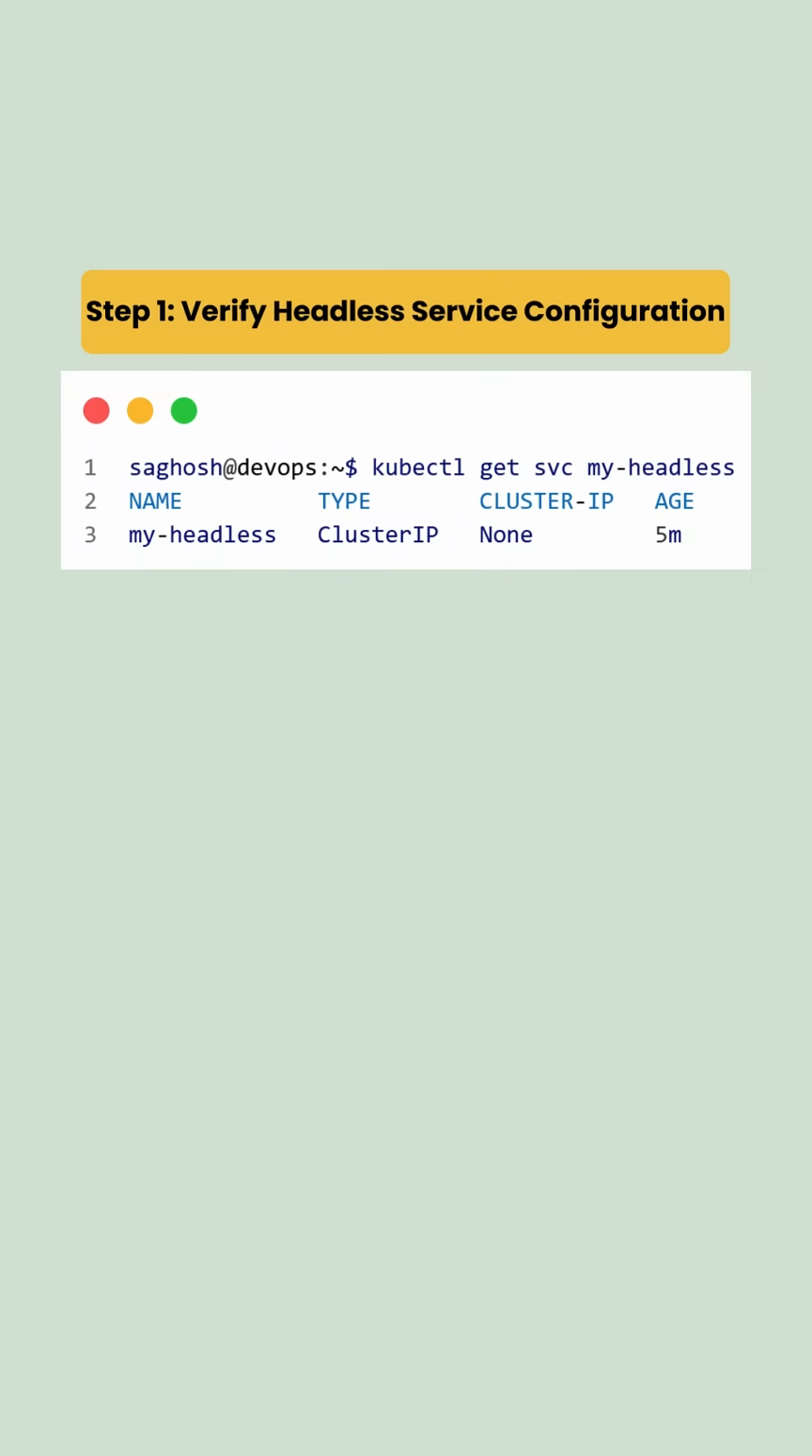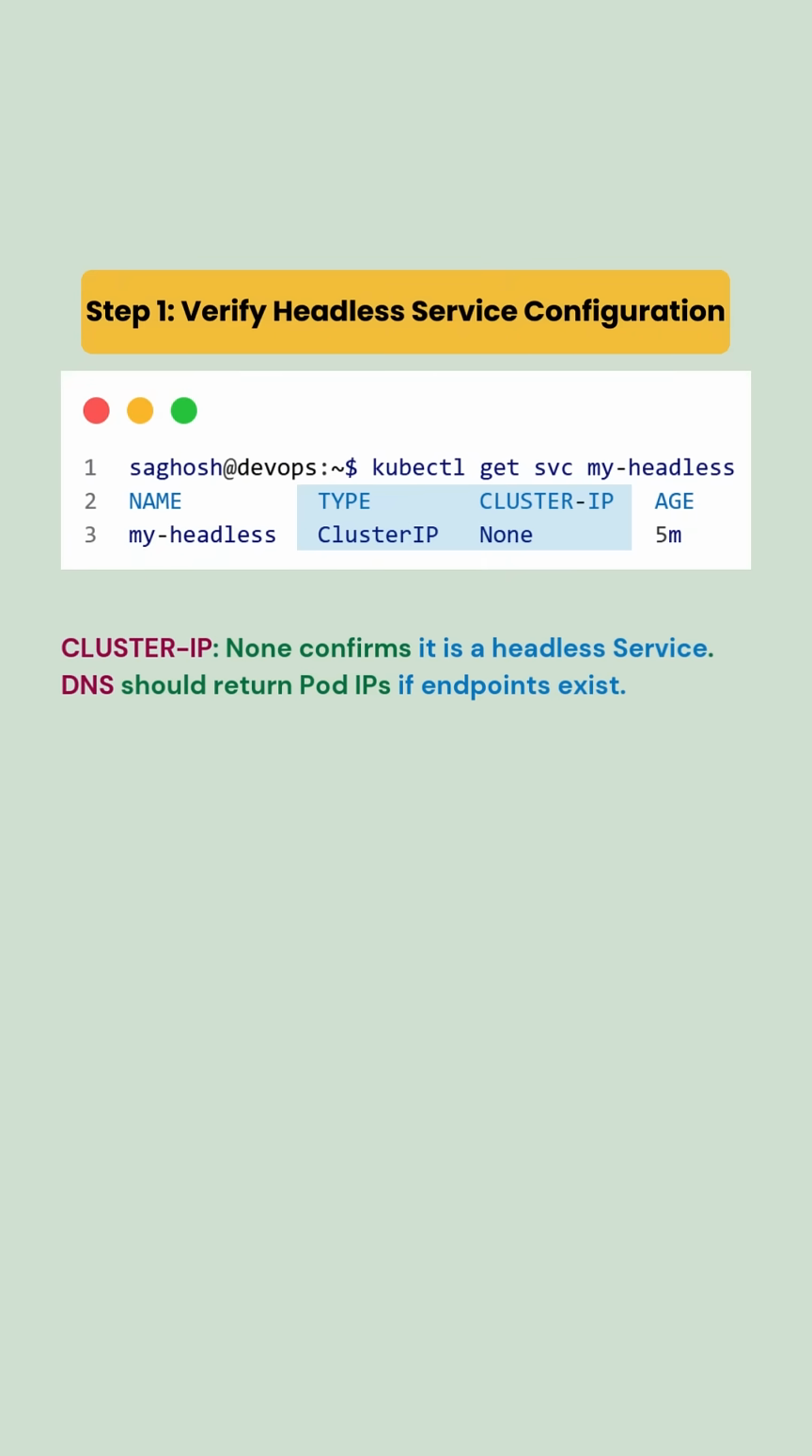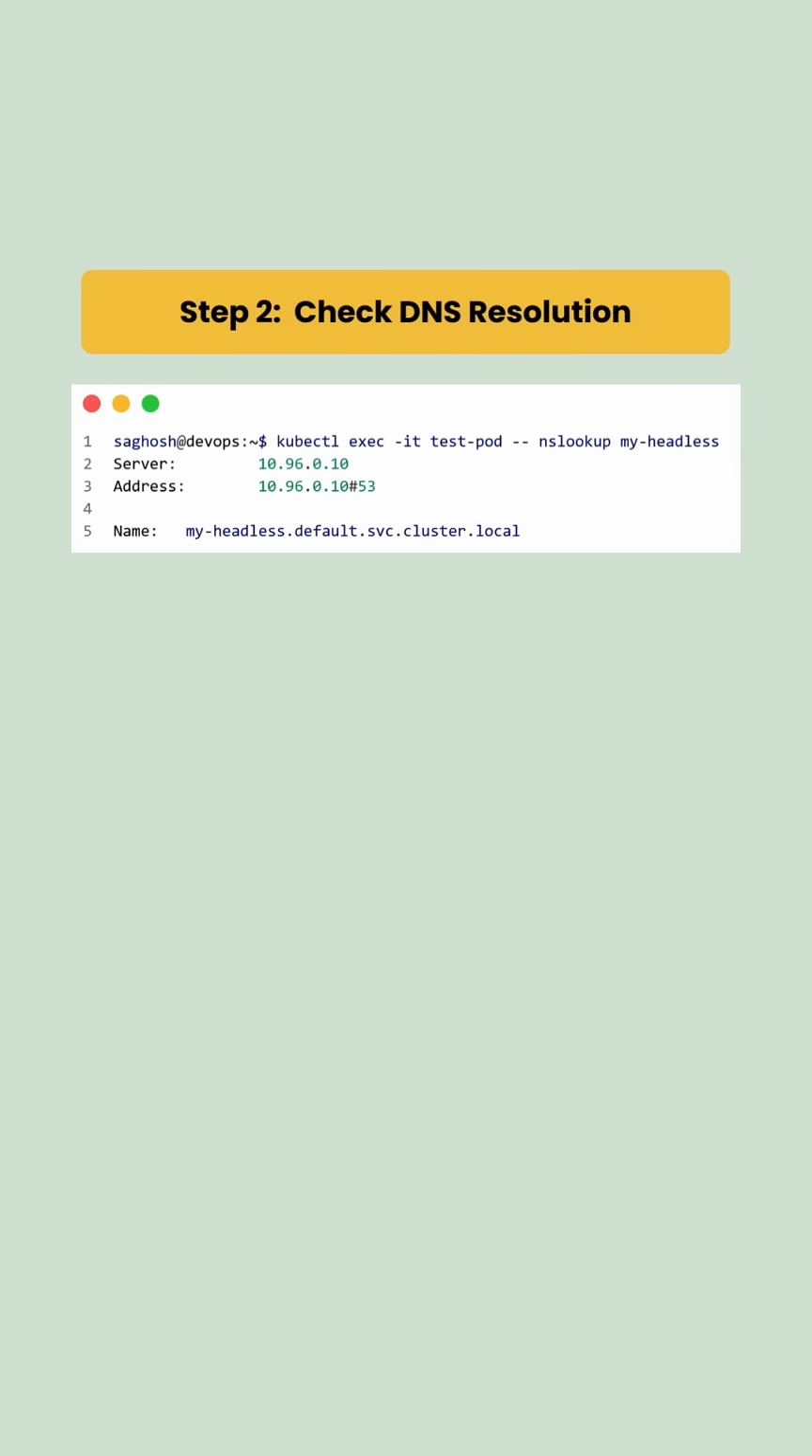First, we will verify the headless service configuration, and we find that cluster IP is set to None, which confirms it is a headless service. So DNS should return pod IPs if endpoints exist. So let's check the DNS resolution here.